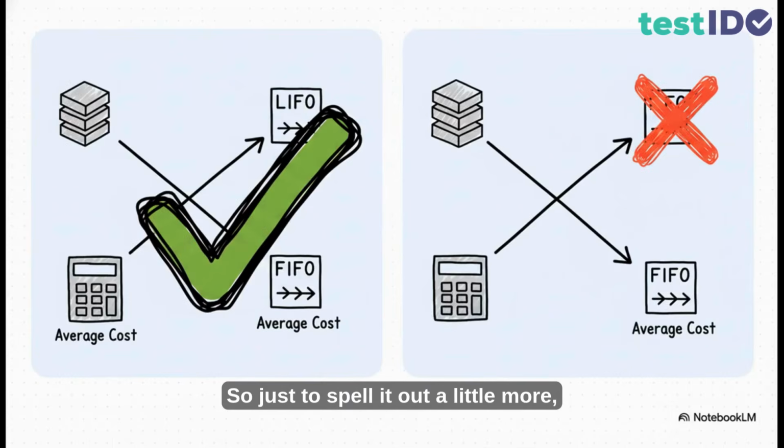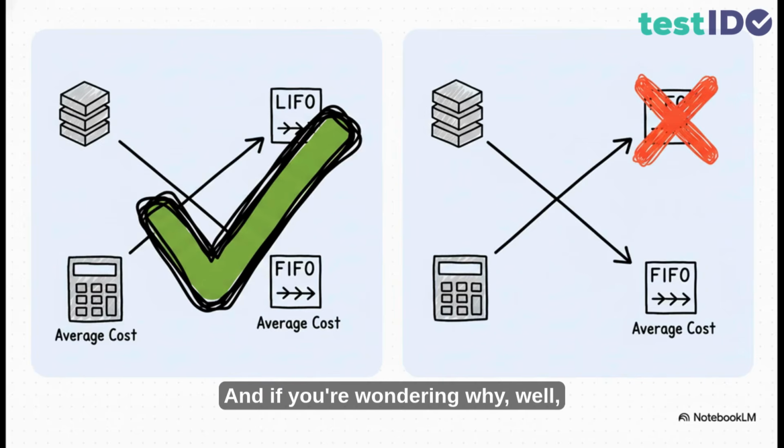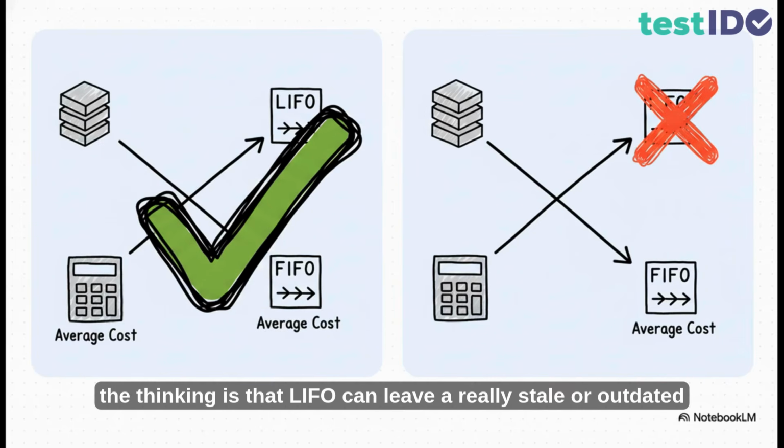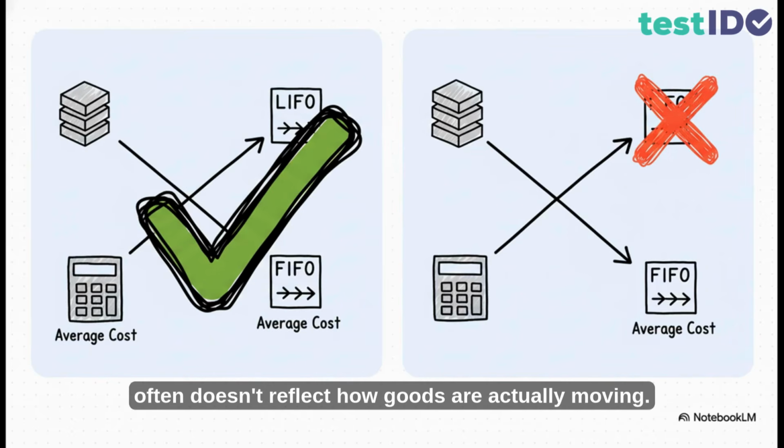So, just to spell it out a little more, as you already know, US GAAP is pretty flexible here and lets you use LIFO, FIFO, or average cost. But IFRS puts its foot down and says no way to LIFO. And if you're wondering why, well, the thinking is that LIFO can leave a really stale or outdated inventory value on the balance sheet, a value that often doesn't reflect how goods are actually moving.